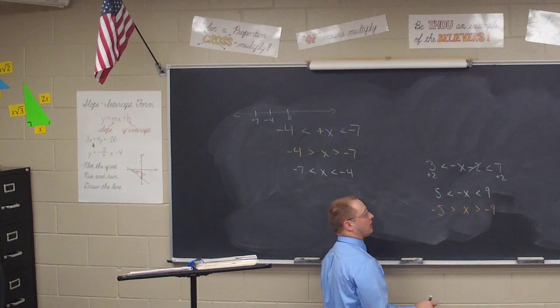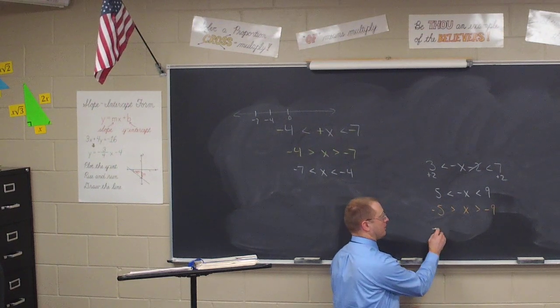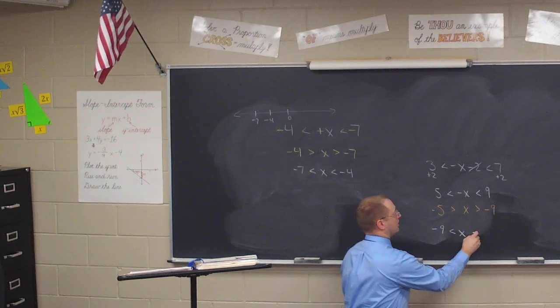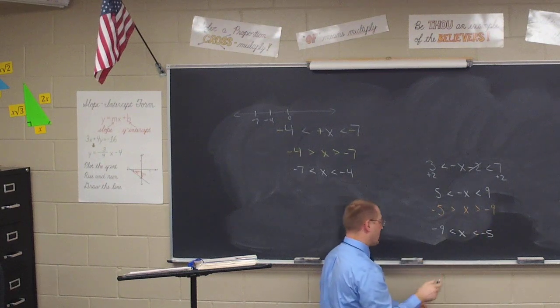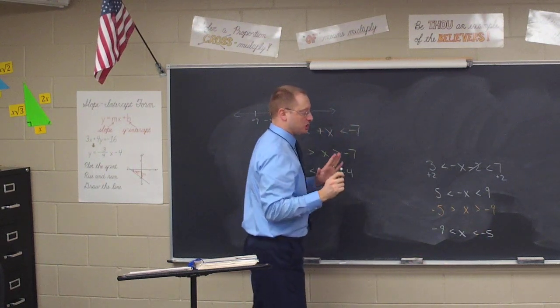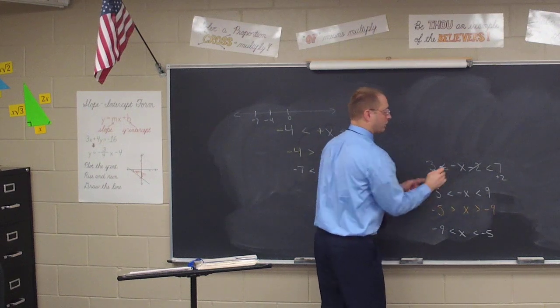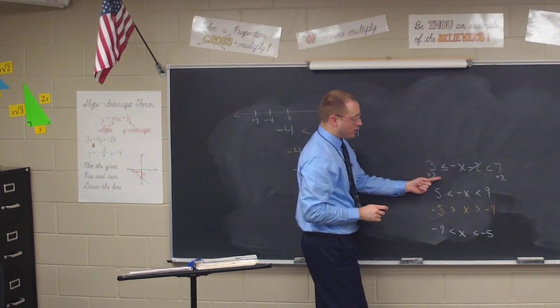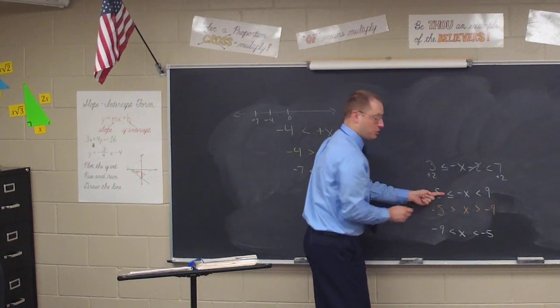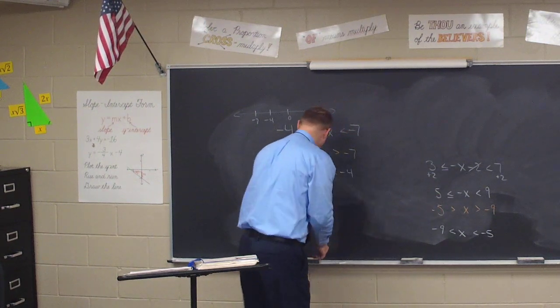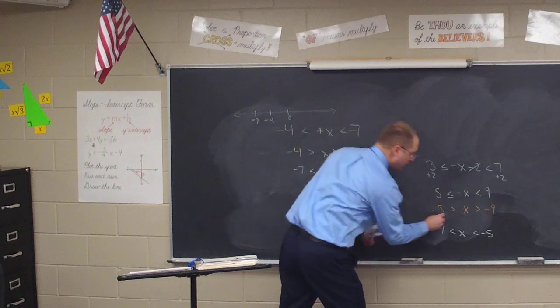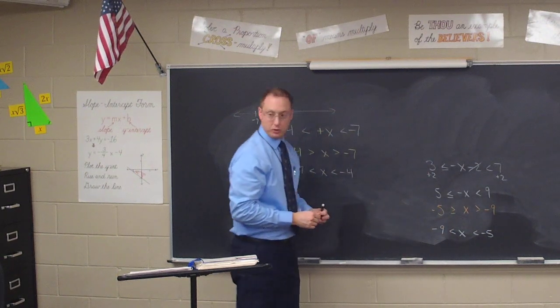And Curtis, what's it going to look like if I flip the whole thing? Negative 9 less than x less than negative 5. There we go. Now, there is one thing I want to point out. Let's suppose, hypothetically, this is the correct answer. Let's suppose this had been a less than or equal to. Then right here, this would still be less than or equal to, right? Which means right here, this would have been greater than or equal to.